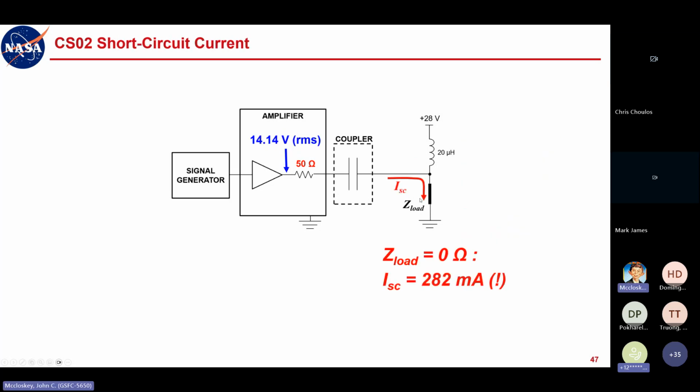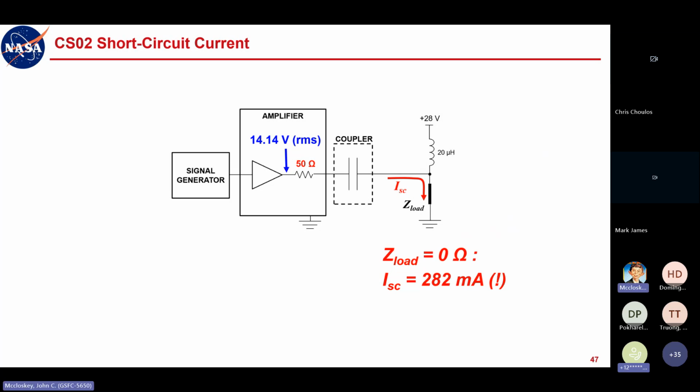But if you have a short circuit out here, that means you can have a short circuit current of just over 280 milliamps. That is a lot of current to drive into some flight hardware. So there are a lot of reasons why I don't like CS02, and I really don't want anybody to continue using it. If you're doing a space station payload and you know the ISS documents specify CS02, well, then there you go. That's what you got to use.